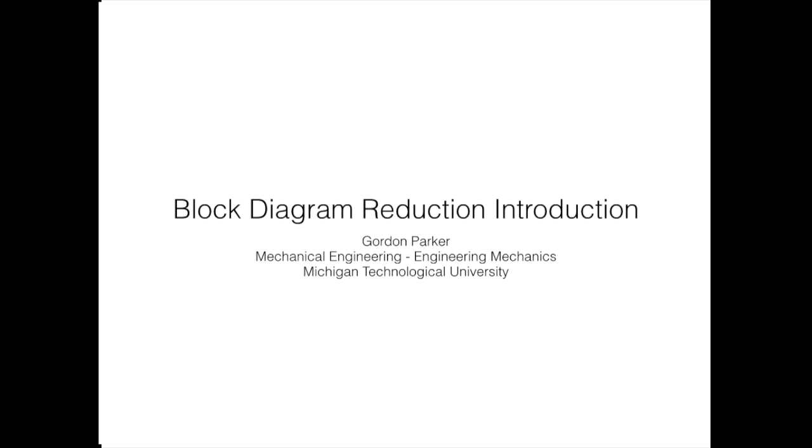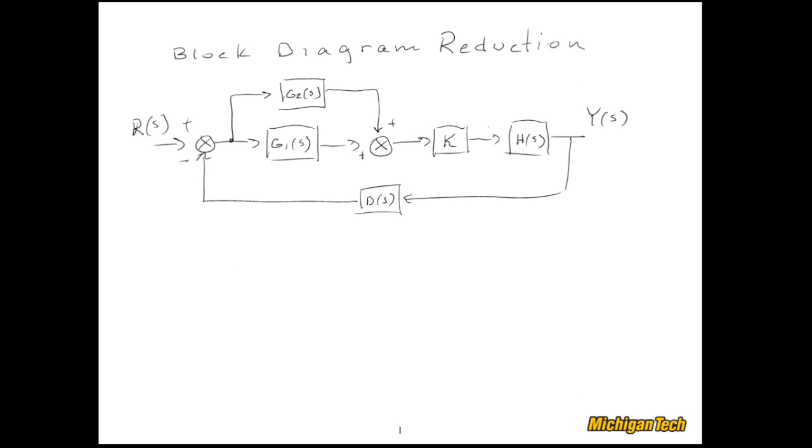Hi, this is Gordon Parker from Michigan Tech, and in this video we're going to have some fun with block diagram reduction. And the motivation is control system design. So here's a motivating example. Let's say that we have this block diagram for some control system that we're trying to analyze, and actually perhaps we're trying to design this parameter k, some sort of gain, to achieve some desired closed loop performance.